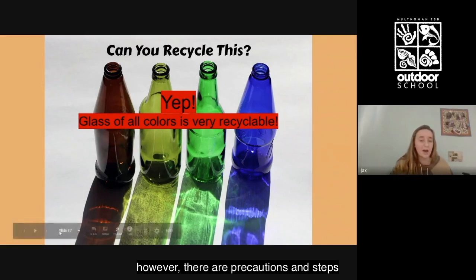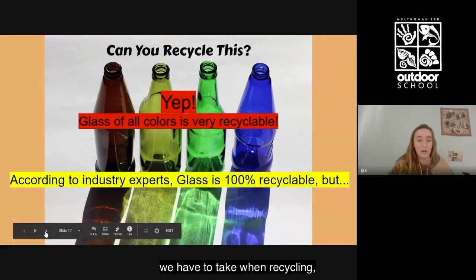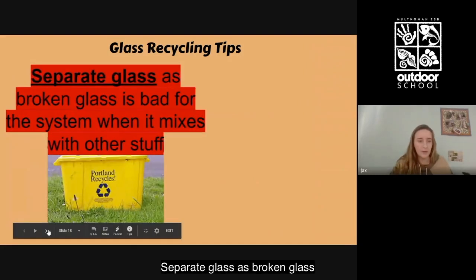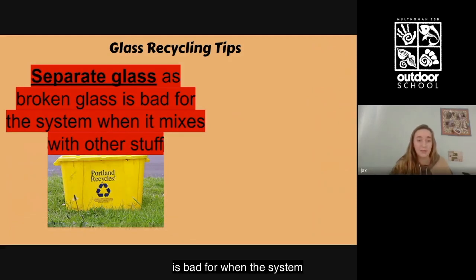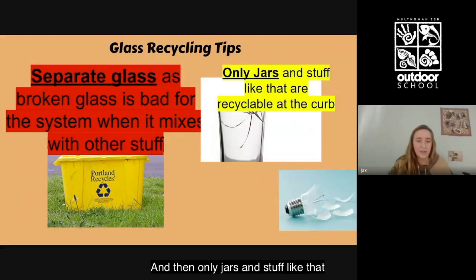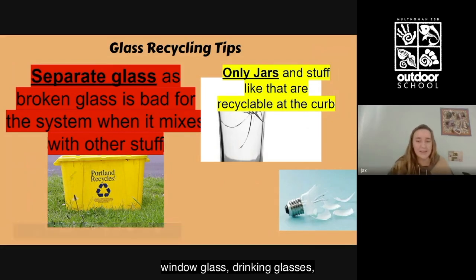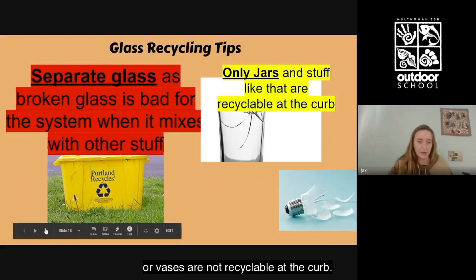However, there are precautions and steps we have to take when recycling to make sure that we're being safe as well. Separate glass, as broken glass is bad when the system mixes it with other stuff, and it's also dangerous to us if we were to be working with broken glass. So always make sure that we're working with an adult. Only jars and stuff like that are recyclable at the curb. Glass like light bulbs, window glass, drinking glasses, or vases are not recyclable at the curb.